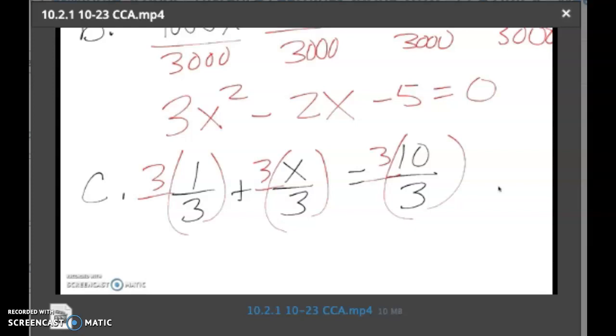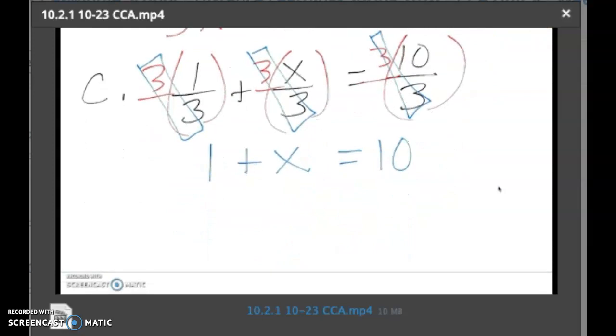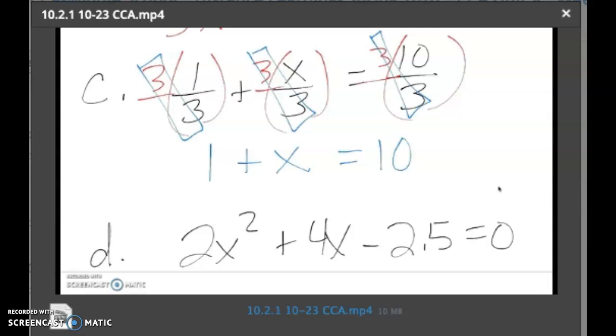Okay, and so what happens when I do that is I can make these giant 1s. 3 divided by 3 is a giant 1, so I'm left with 1 plus 3 divided by 3 here makes a 1, so I'm left with 1x. And over here, these 3's make a giant 1, so we have it equal to 10. And from here, you can easily solve for x because now you have a simpler problem to work with. So you'll want to do that. And then in problem D, we are given 2x squared plus 4x minus 2.5 equal to 0.